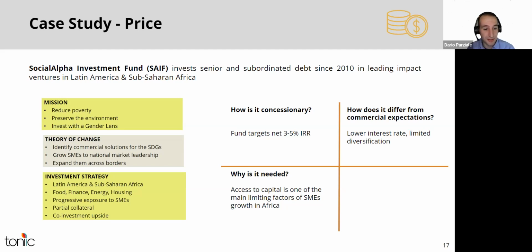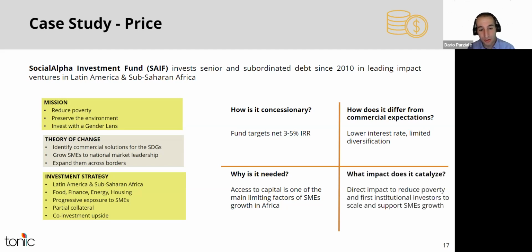And the impact that it catalyzes is to directly address poverty reduction investments. Also, the fund is the first institutional investor to provide scale and support to the SMEs' growth. The direct impact of Social Alpha is something that inspires many investors to deploy capital in the fund, making it one of the debt funds with the longest track record in impact investing.